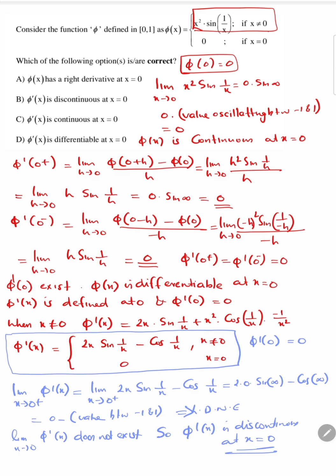If phi dash x is discontinuous at a point, then automatically phi dash x is non-differentiable at 0. So option B is correct, option A correct, option B correct, option C wrong, option D also wrong. Okay, so that's it.